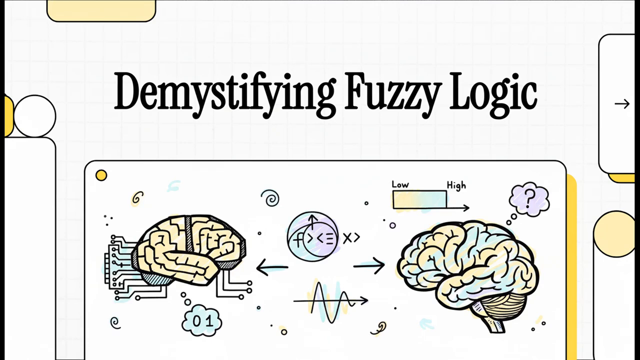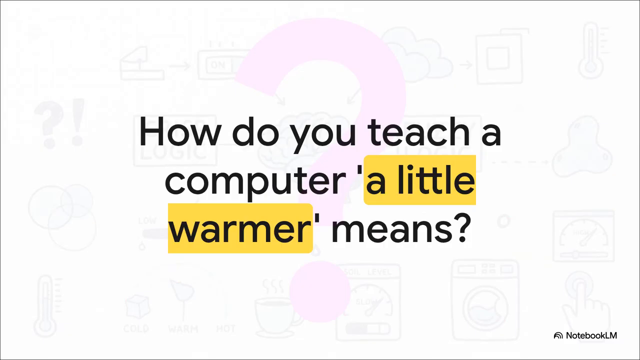Welcome to The Explainer. Today we're going to talk about something called fuzzy logic. It's this really cool system that teaches computers to think less like a machine and a little more like us. I mean, just think about it for a second.